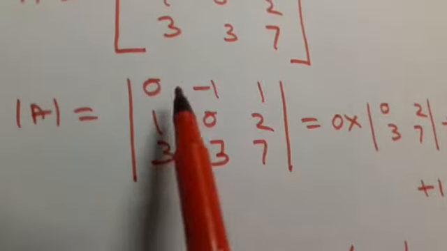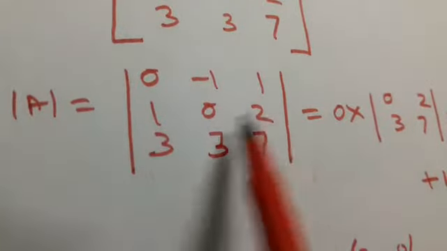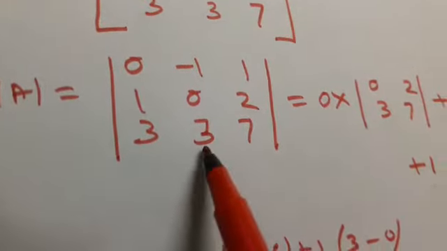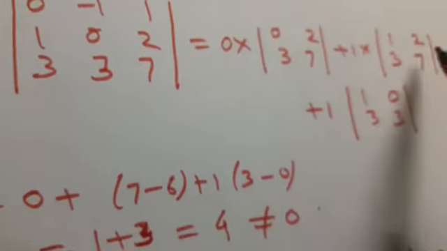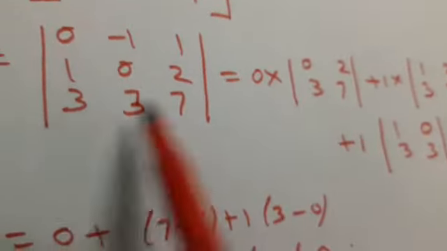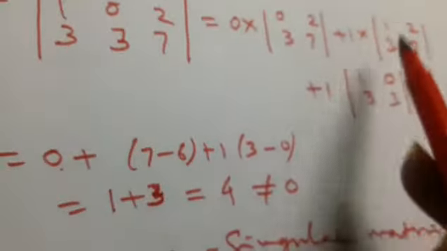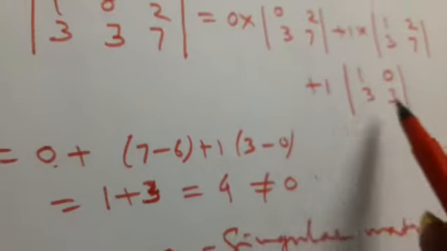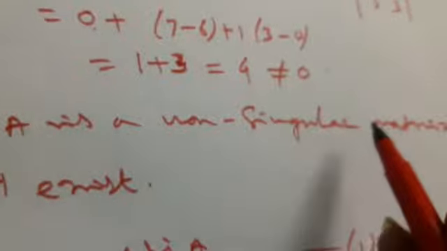Expanding row-wise with alternating signs plus, minus, plus: 0 times the determinant of 0, 2, 3, 7, then minus 1 times the determinant of 1, 2, 3, 7, and 1 times the determinant of 1, 0, 3, 3. Finally we find 0 times (7 minus 6), that is 1, and 1 times (3 minus 0), that is 3, so 1 plus 3, that is 4. So A is a non-singular matrix, and since A is non-singular, A inverse exists.